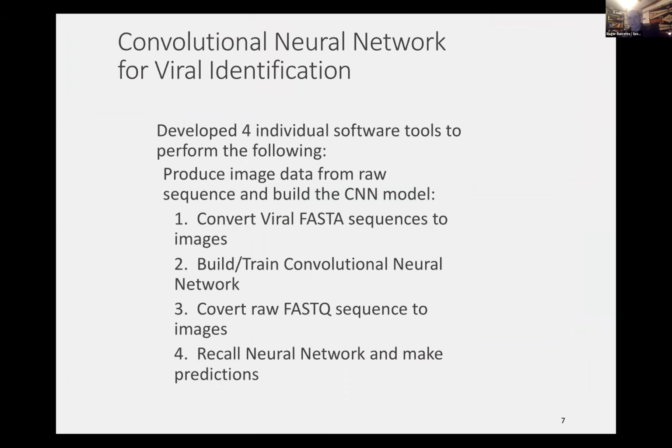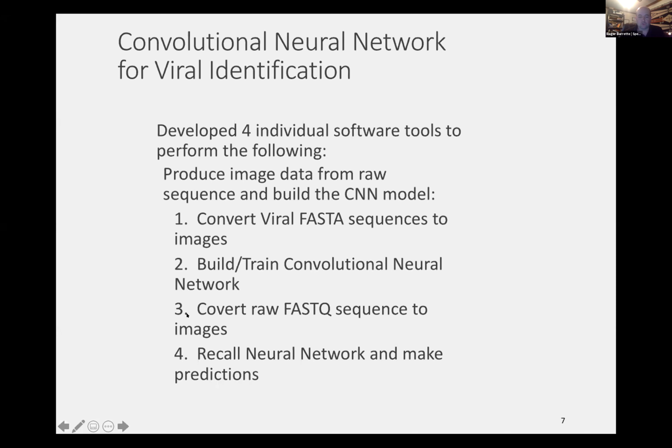And so in order to get to this, what we did was we developed 4 individual software tools that perform the following tasks. First, they produced image data. We took image data from the raw sequence and then built the convolutional neural network model. And so the first tool was able to convert the viral FASTA sequence, so this is the viruses that are known, into that sort of image domain. And then the second tool would actually build a convolutional neural network around that data.